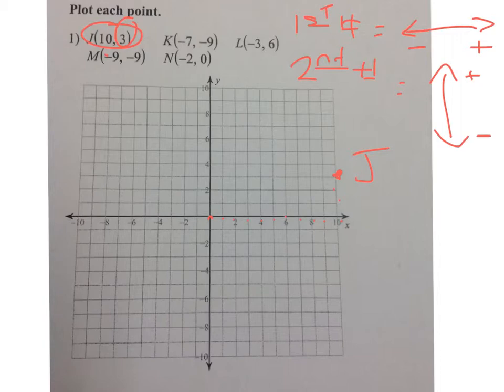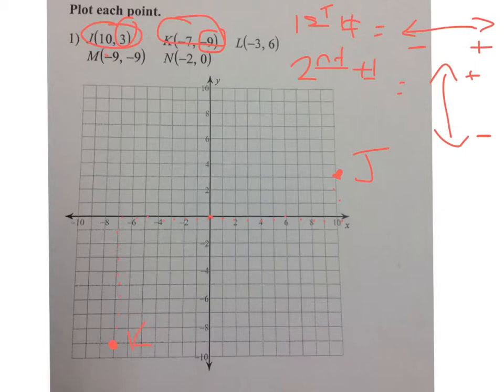Let's try the next one. Let's try K. The first number is negative 7. Negative tells me to go to the left. So 1, 2, 3, 4, 5, 6, 7. I'm not done though. I need to go to my second number, so it's up or down. It's a negative 9. Negative tells me to go down. So I'm going to start where I left off at the negative 7 and go down 9. 1, 2, 3, 4, 5, 6, 7, 8, 9. I'm going to put my dot in and label it K.